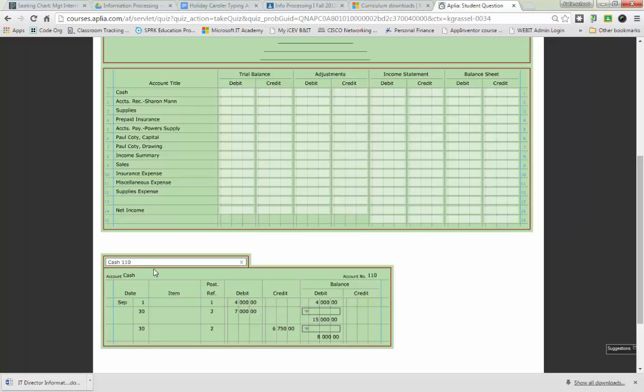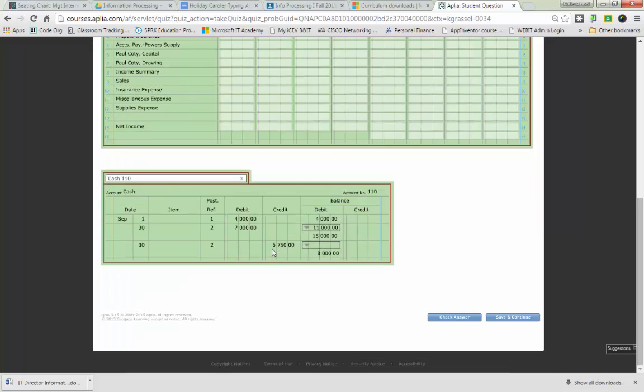So we can see that we had a debit of $4,000, so we get a new balance of a debit of $4,000, and then we have a debit of $7,000, so therefore we should add the two together and get not $15,000, but $11,000, right? Okay. And then we have a credit here of $6,750, so I therefore need to subtract. So I should have $4,250. Would you agree?